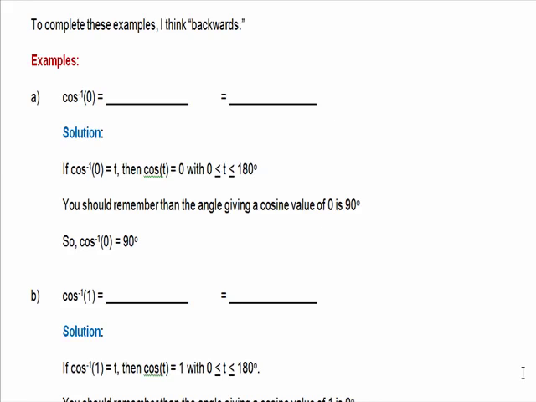Said another way, if we see the notation inverse cosine of 0 equals something, we'll call it t, then converting to forward cosine notation, cosine of t equals 0, with t between 0 and 180. Hopefully you remember that the angle that gives a cosine value of 0 is 90 degrees. On our unit circle, cosine is the x-coordinate, and x is 0 at 90 degrees or at 270. But 270 is outside of the 0 to 180 range that I'm allowed to use. So since 90 degrees gives me a cosine of 0, the inverse cosine of 0 is 90 degrees.